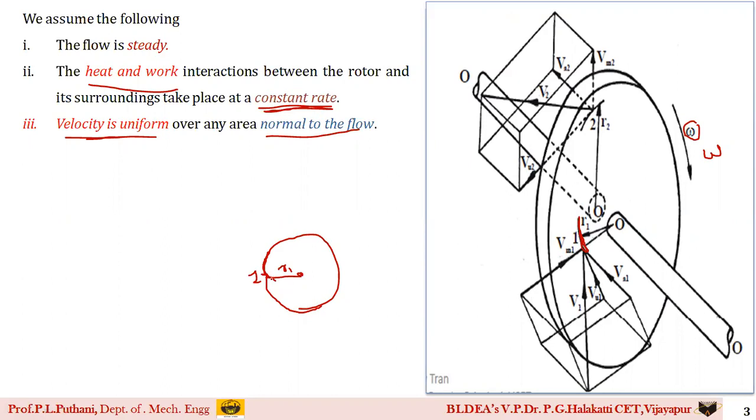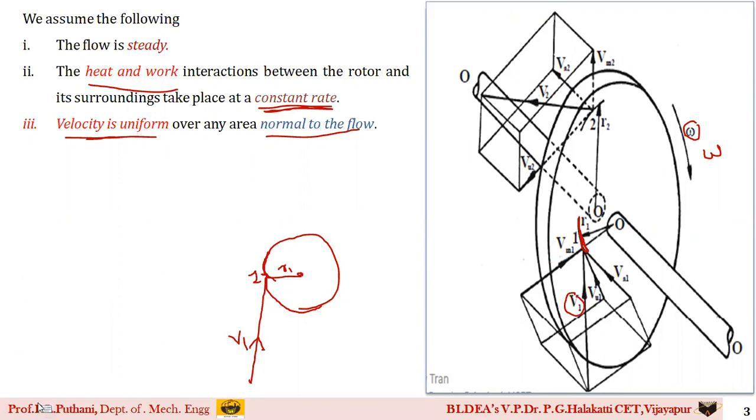Now, the fluid entering the rotor, we call it the absolute velocity. It is in this form, that is V1, which you can see here. This is the absolute velocity, V1.